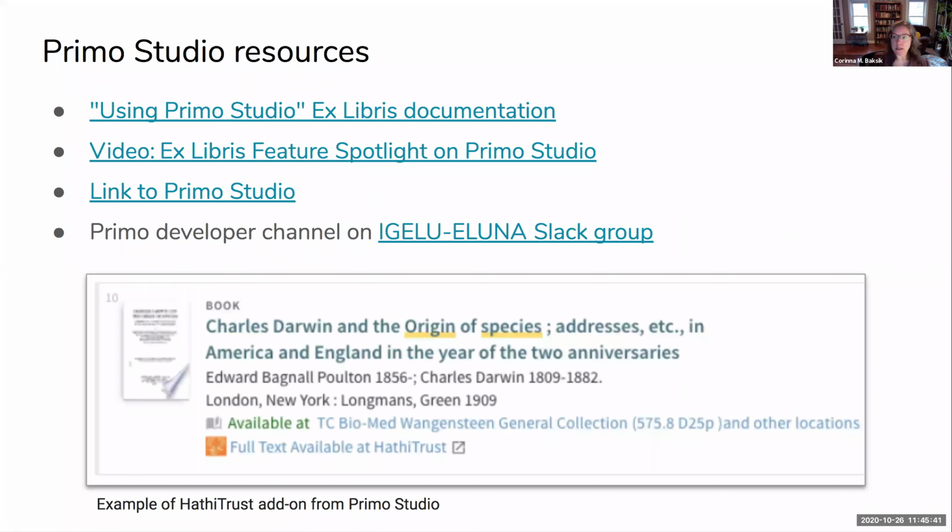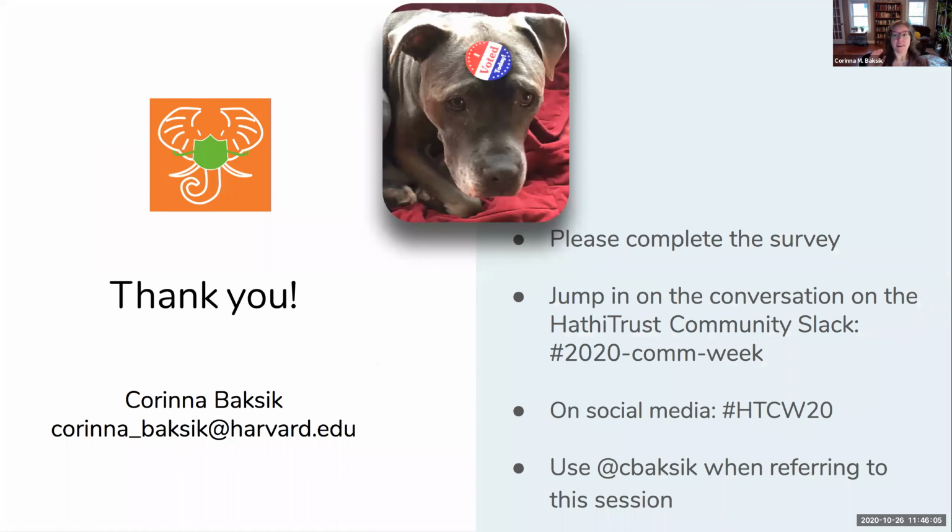I'm not going to go into any more detail about that, but I do offer some links here that can guide you through that process. This screenshot here is an example of what that add-on looks like as is. It inserts a link called full text available at HathiTrust with a little icon. With the add-on, you can change this link text if you want to, and I believe you can hide the icon if you want to. That's the end.